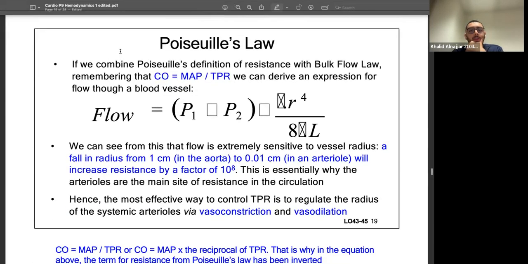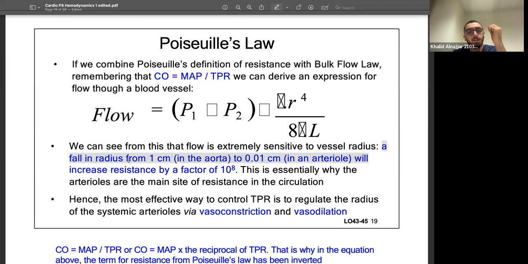How can we apply that? If we combine Poiseuille's law with the bulk flow law, which we converted to cardiac output equals mean arterial pressure over TPR, or the resistance, we combine them this way. What can we get? We can see from this that flow is extremely sensitive to the vessel radius. Flow, which is also cardiac output, according to this equation, is very, very sensitive to the radius.